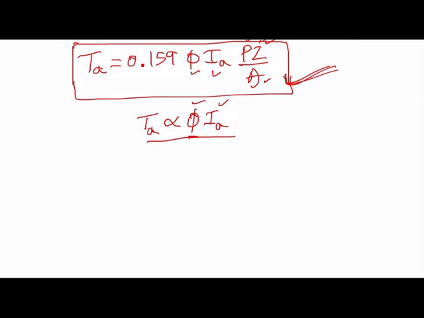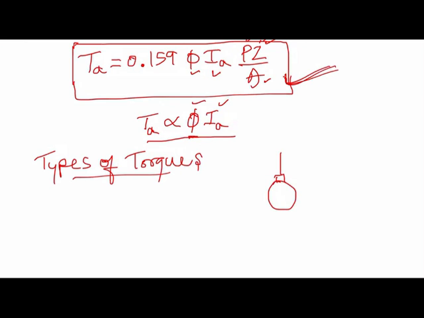Now let us understand that there are different types of torques in the DC motor. Let us come to this point: types of torques in the DC motor. To understand this, let us draw a diagram to see what the different torques available in the DC motor are. So this is the armature part, as we already know.